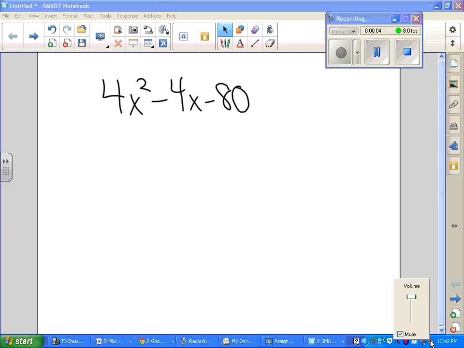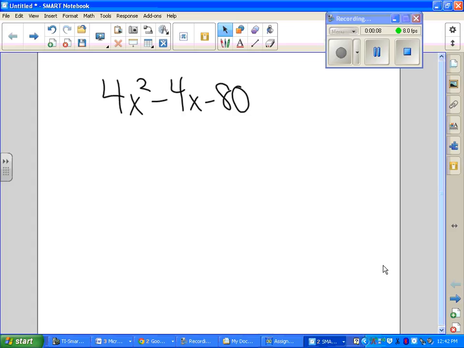Here's example 23. You're being asked to factor 4x squared minus 4x minus 80. We don't know if we can factor it by greatest common factor or with the trinomials. So we'll start with the greatest common factor.